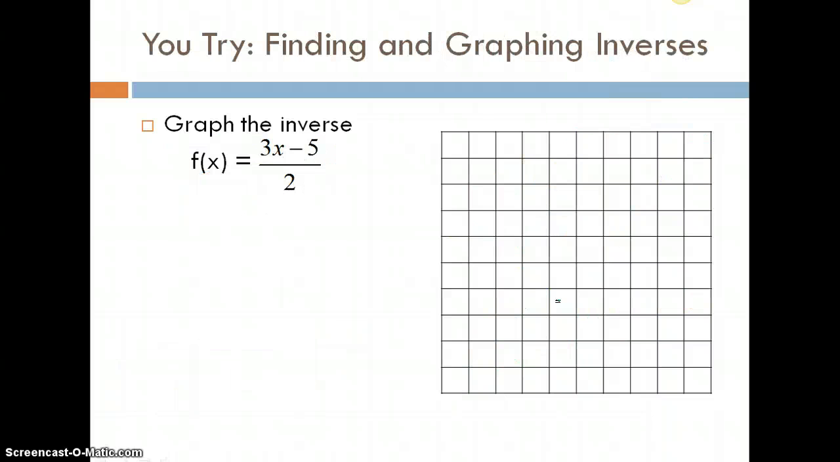So for your u-try, you need to find the inverse and graph f of x is equal to 3x minus 5 divided by 2. And that's the end of the second video.